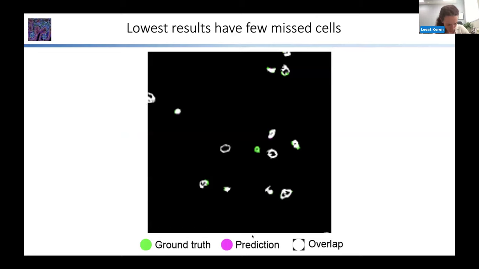One of the things that we noticed when we did this is that our lowest results really had very, very few missed cells. So cells that we could not identify, for example, the one that I'm showing you here. And really, these are the things that we care about, right? Because if you think about what is the downstream analysis of such approaches, and as we've heard beautifully in the talk before, what we want to do is we want to segment these cells, we want to classify them, we want to say, you know, is it positive or negative, or how much does it express of a particular protein?